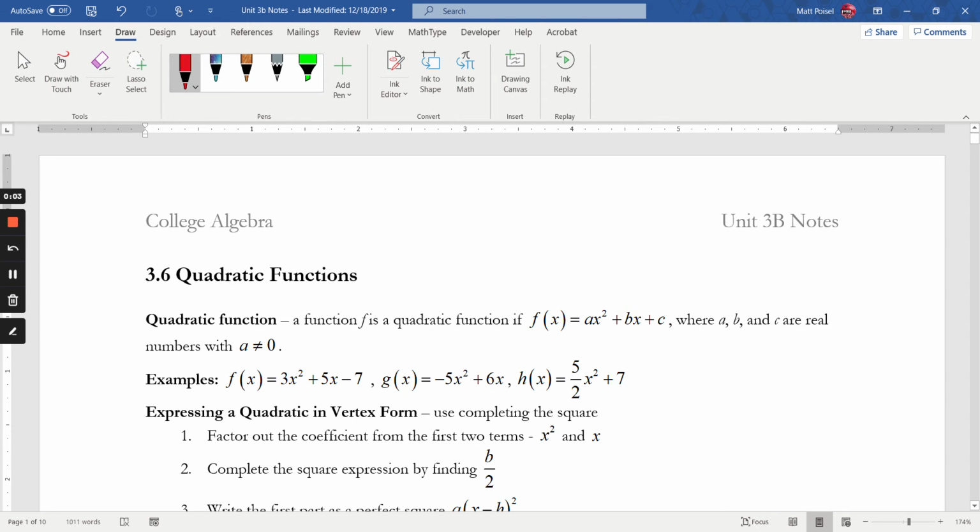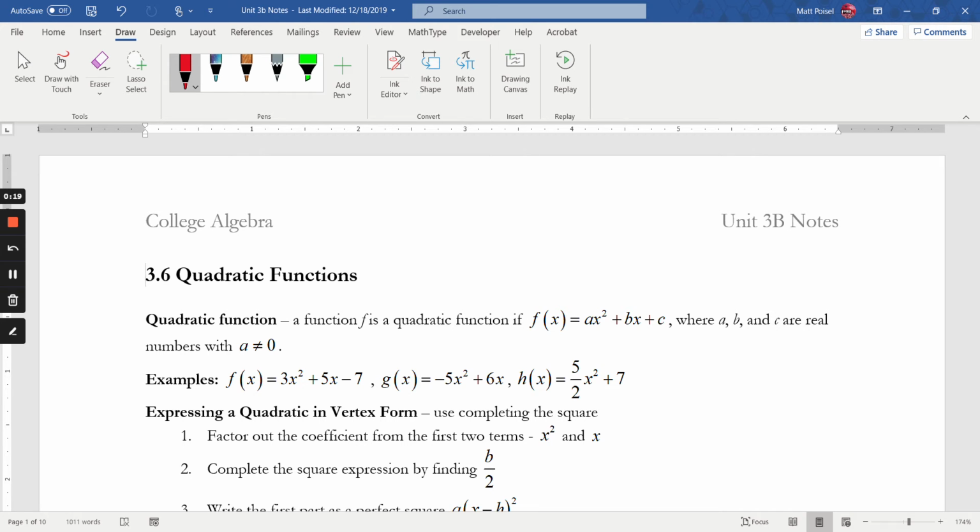All right, this is section 3.6, quadratic functions. A lot of this information you've probably seen before. Some of this might be new, and then some of this we're going to combine some skills that we've seen in the past in a little bit different way today. Okay, so for the first thing, just a definition.